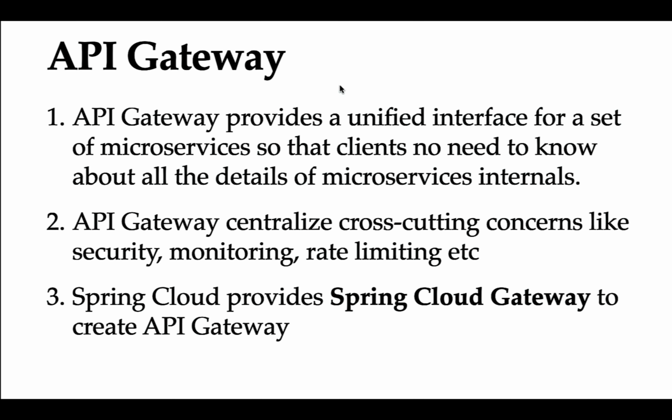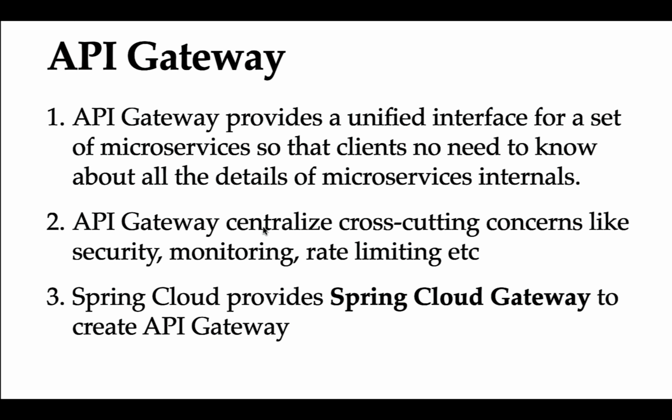Now let's take a look at the slides. API gateway provides a unified interface for a set of microservices so that clients need not know about all the details of microservice internals. It means that API gateway will hide all the microservice internals. So the client only has to send a request to API gateway, and API gateway will take care of routing that request to the appropriate microservice.